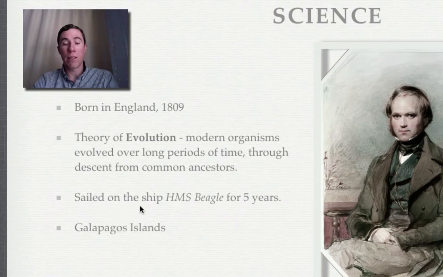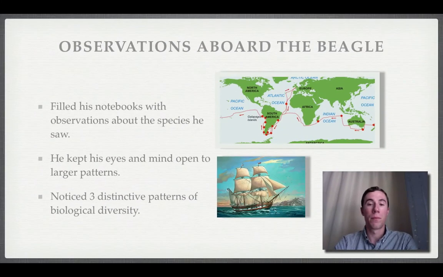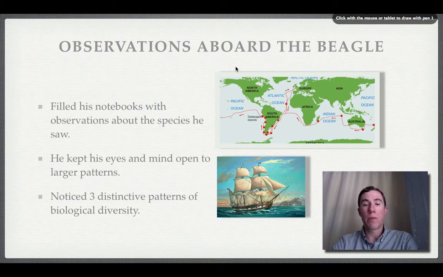He was invited to sail on the ship, the HMS Beagle, and he was on that ship for about 5 years. And when we think about Charles Darwin and his journals, and the organisms that he talked about the most, we hear about the finches and the marine iguanas and the tortoises, and all of those organisms were located on what are called the Galapagos Islands. All right, so just some observations that came about aboard the Beagle.